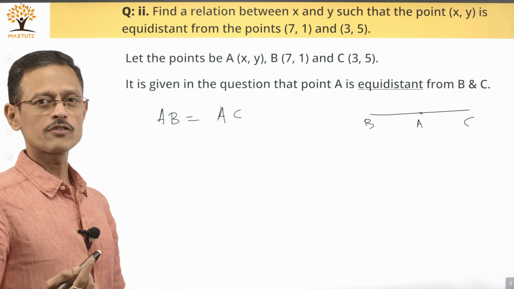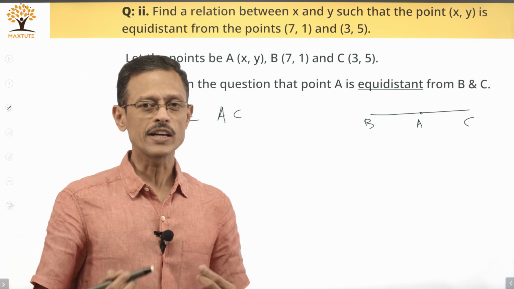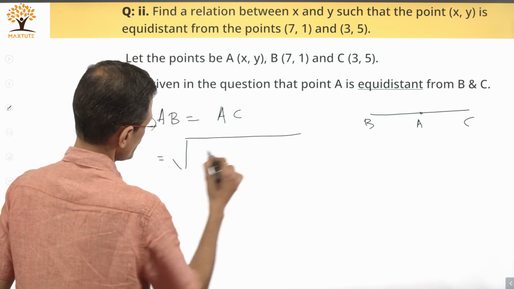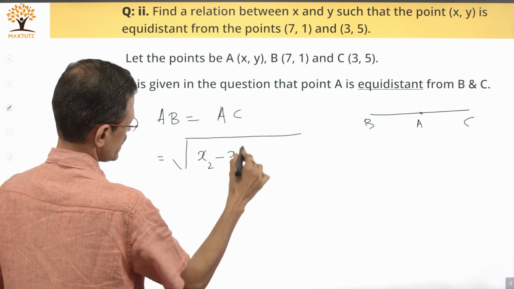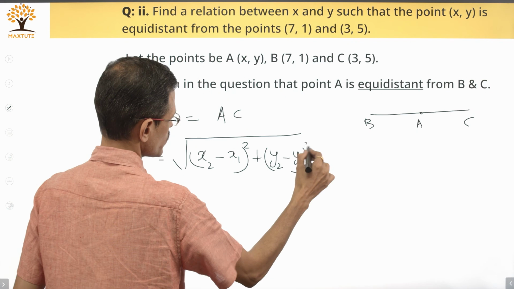If you know the coordinates of 2 points (x1, y1) and (x2, y2), then the length of the line segment joining these 2 points, the distance formula, is essentially equal to the square root of (x2 minus x1) the whole square plus (y2 minus y1) the whole square.